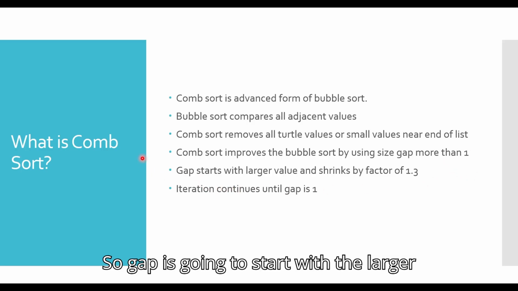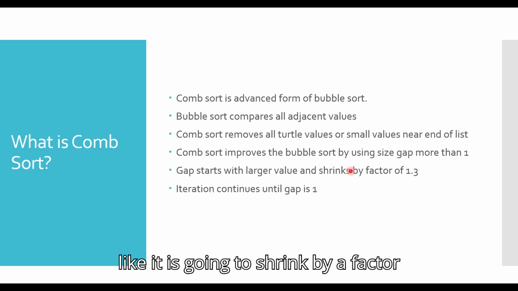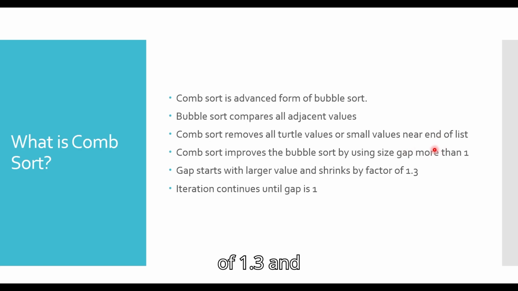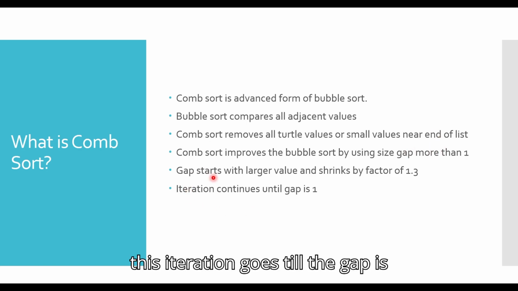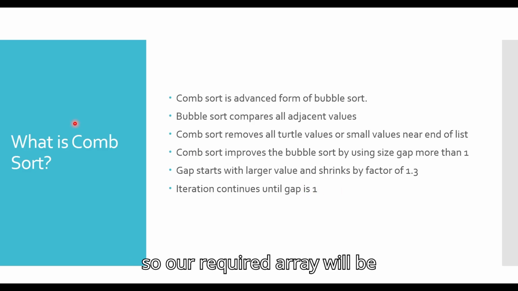The gap is going to start with a larger value and then shrink by a factor of 1.3, and this iteration goes on till the gap is 1. By the time it becomes 1, our required array will be sorted. Next we'll see what is its algorithm.